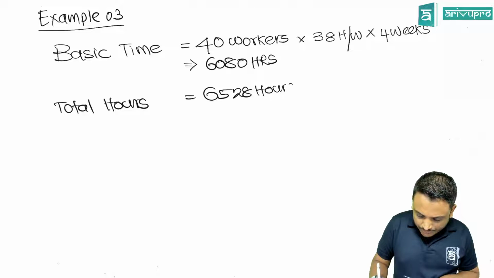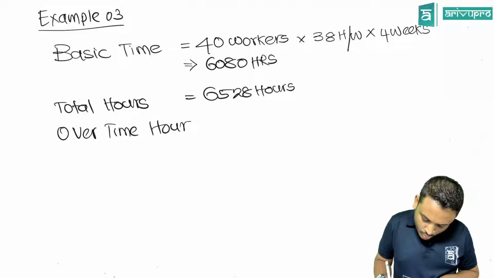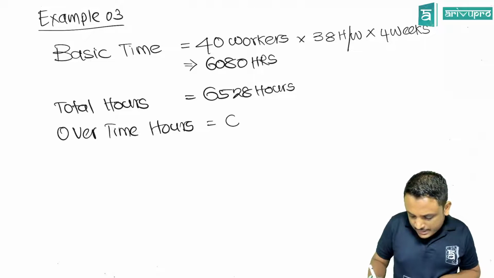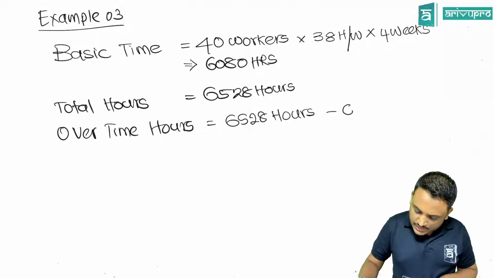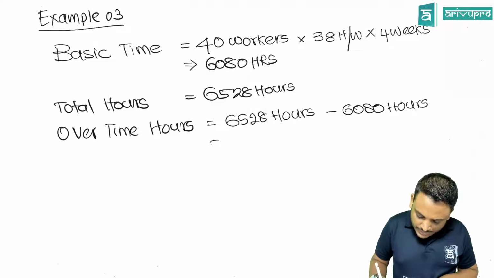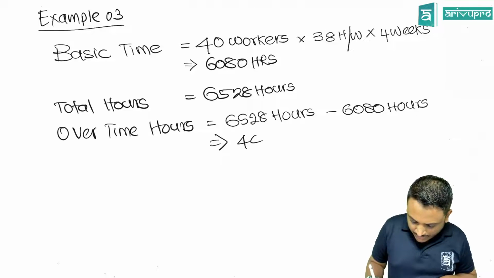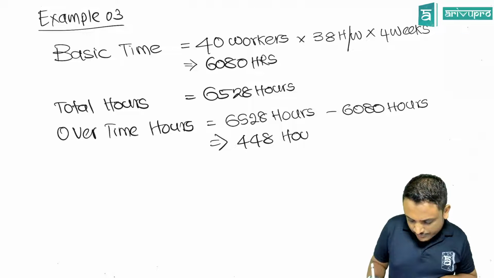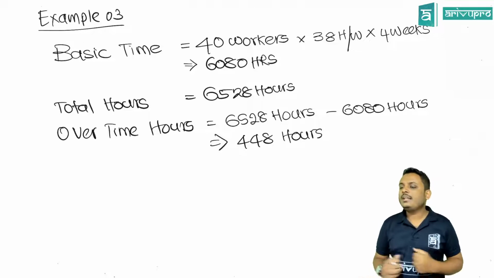6,528 hours. Overtime hours, now I am going to calculate. 6,528 hours minus 6,080 hours. So overtime hours, how much? 448 hours. Is it clear?